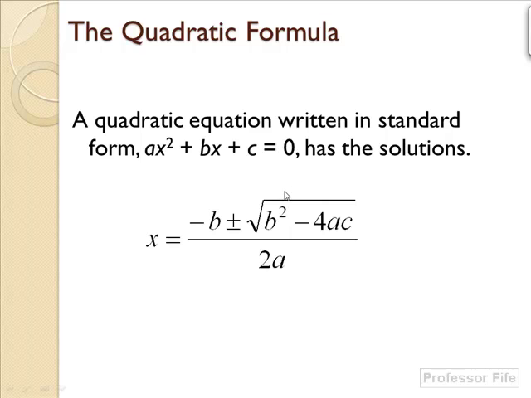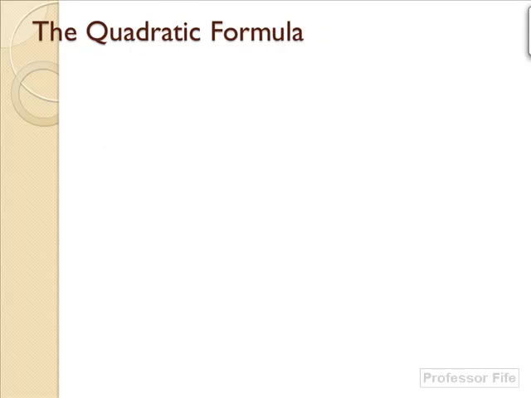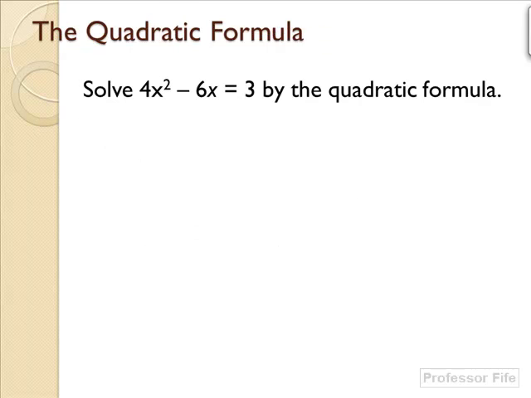So let's look at one example. We're going to solve 4x squared minus 6x equals 3 by using the quadratic formula. So remember that the quadratic formula is used only when the equation is equal to 0. So I'm going to start by bringing this 3 over to the left side of the equation. That's going to make it negative 3. And then I'll identify the a, b, and c.